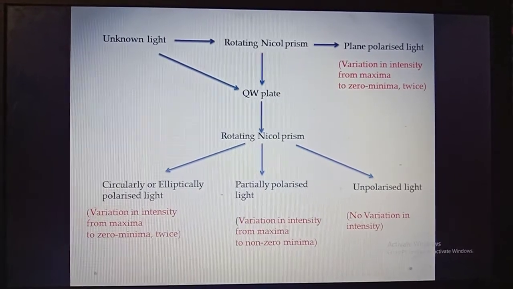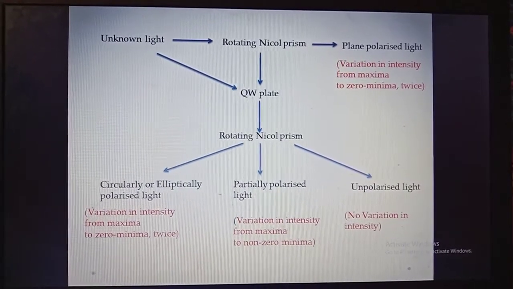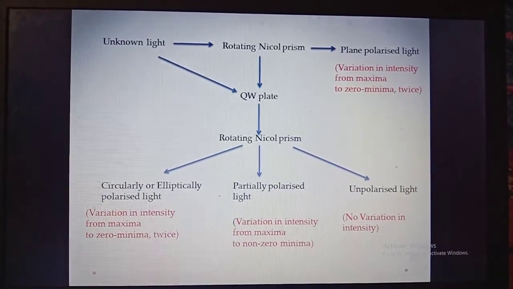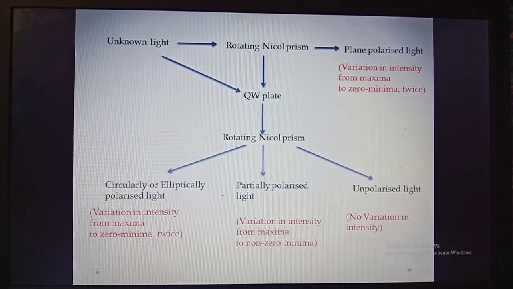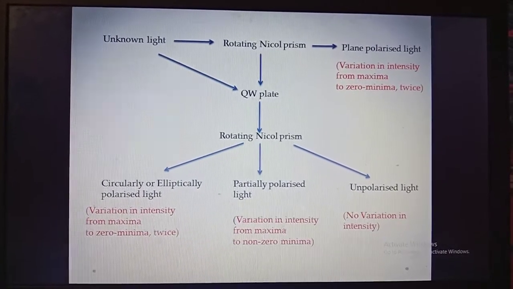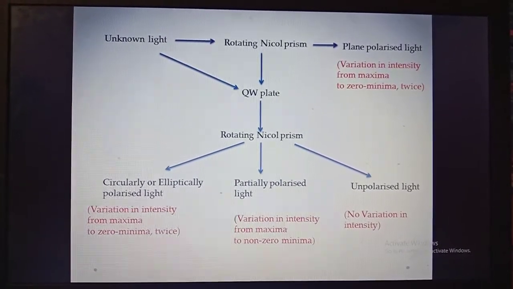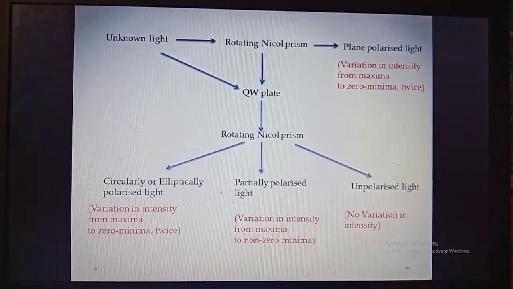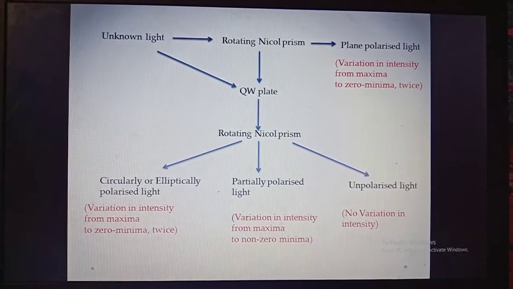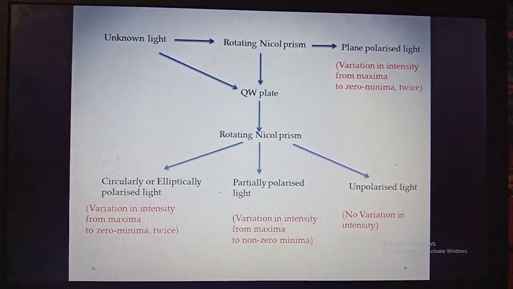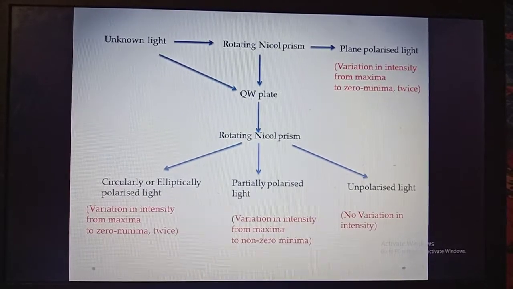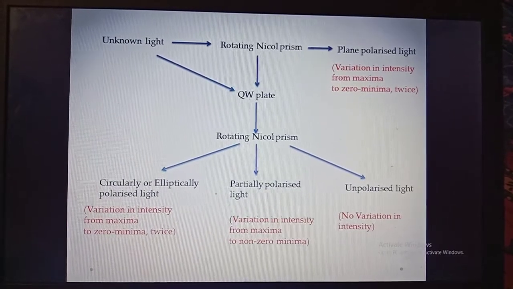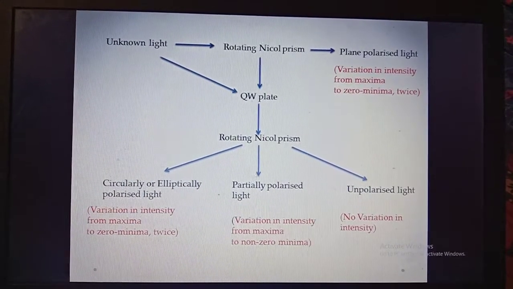Let us summarize our tutorial. We have an unknown light which is incident on a rotating Nicol prism. If we get the result as variation in intensity from maxima to zero minima twice, that means the unknown light is plane polarized light. Otherwise, this unknown light is incident on a quarter wave plate, and the emerging light of the quarter wave plate is incident now on the rotating Nicol prism. If we get the result as no variation in intensity, that means the unknown light will be unpolarized light.